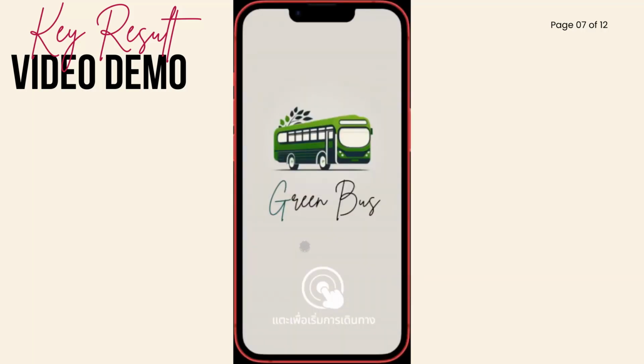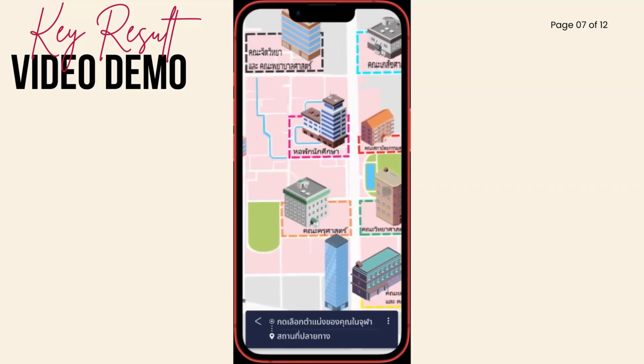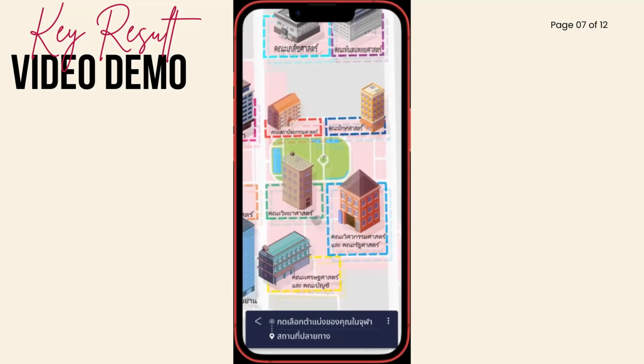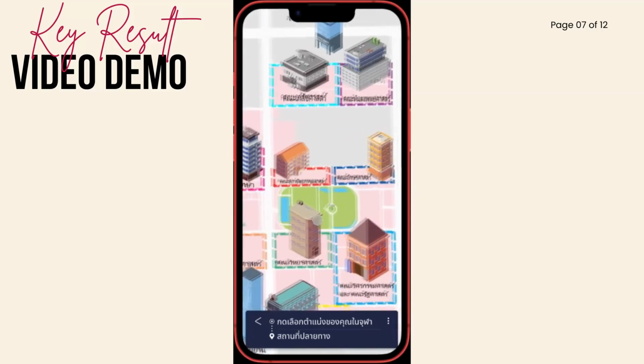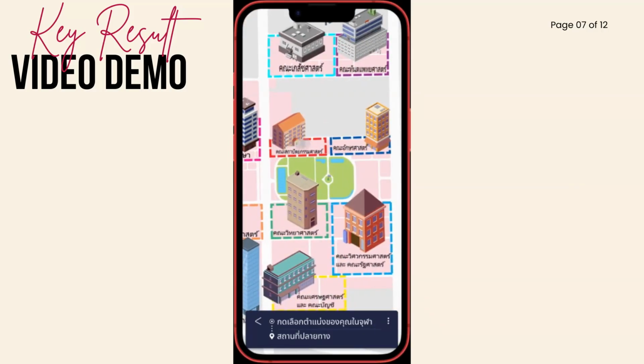So at the first page, the user can touch anywhere to start the application. After that, when we navigate to the second page, which is the map of Chula, the user will be able to choose any location where they are located. So let's say I'm at the Faculty of Architecture, so I will touch this red box.